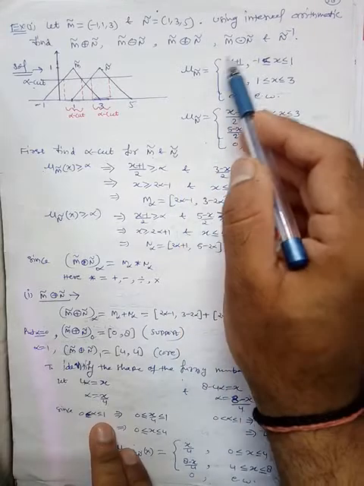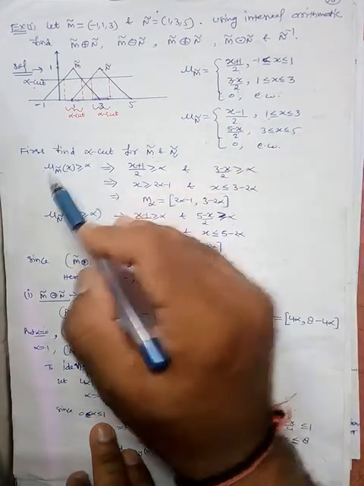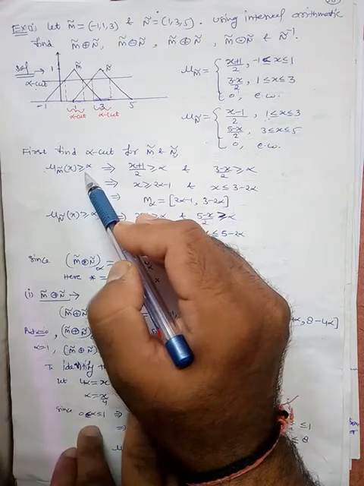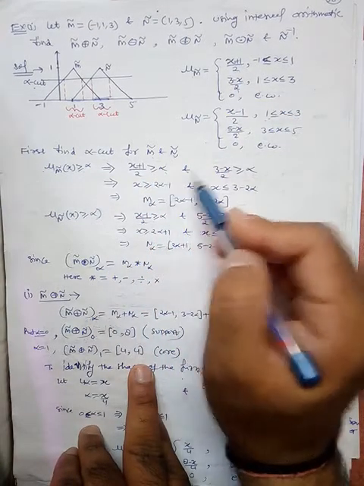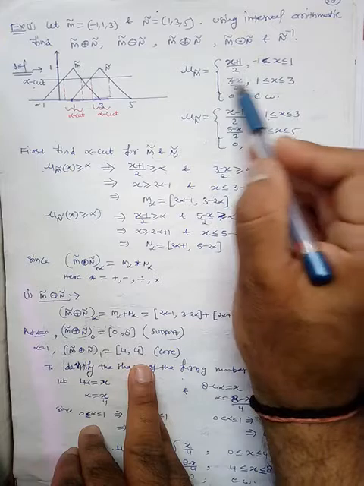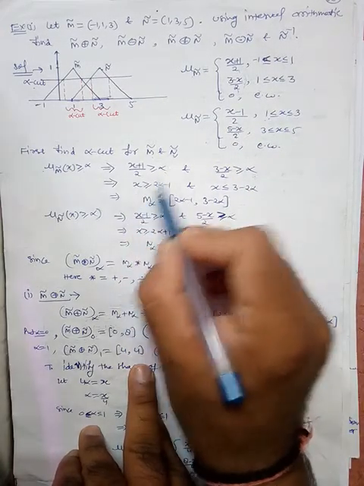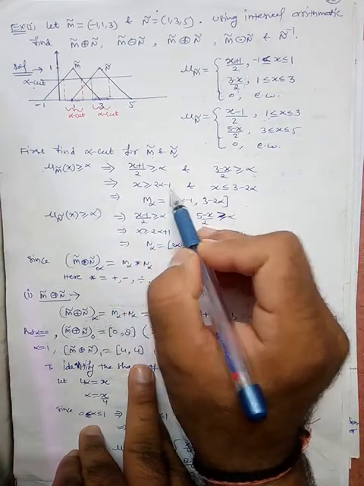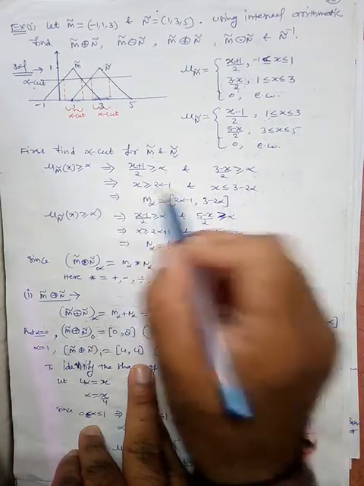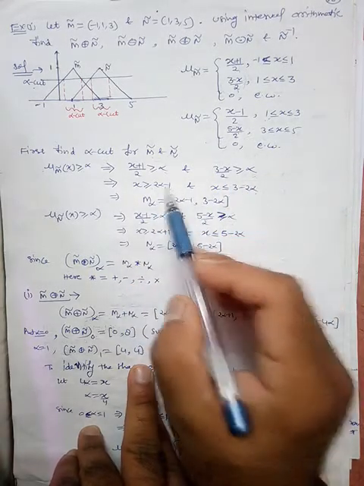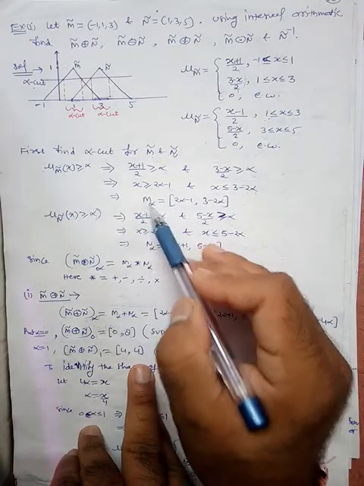So for alpha cut, this quantity should be greater than or equal to alpha, and this quantity should be greater than or equal to alpha. So mu m alpha is greater than or equal to alpha. This implies this quantity should be greater than or equal to alpha, and this quantity should be greater than alpha. So from here we will get x is greater than or equal to 2 alpha minus 1, and from here we will get x is less than or equal to 3 minus 2 alpha, and both will constitute this interval, 2 alpha minus 1 to 3 minus 2 alpha. So this is m alpha.